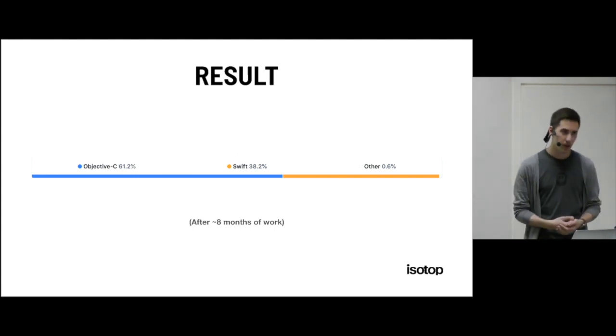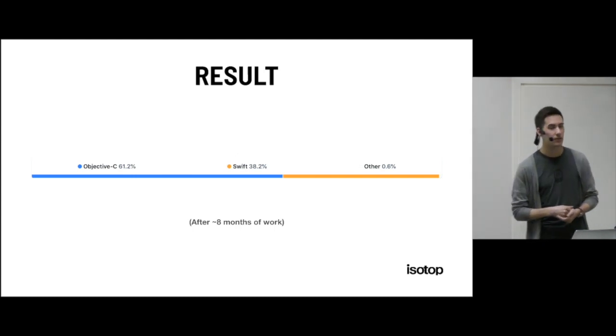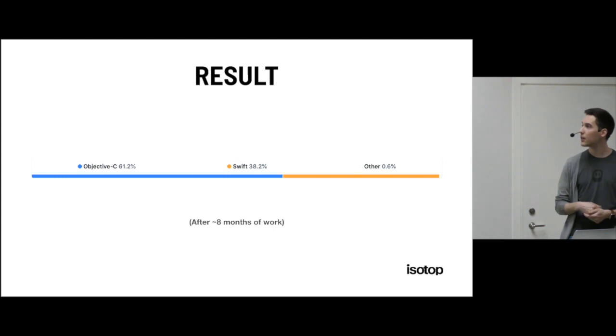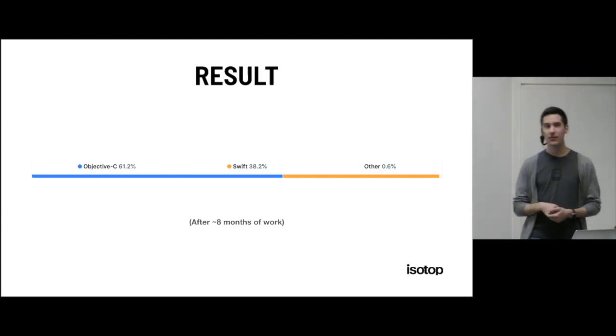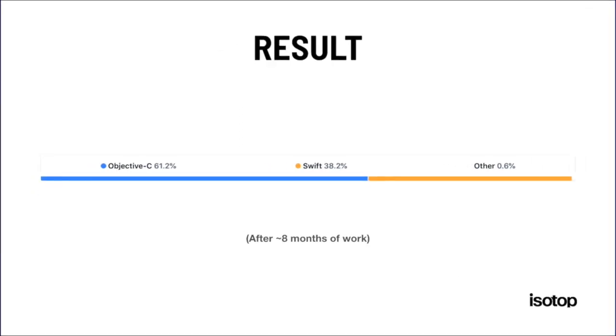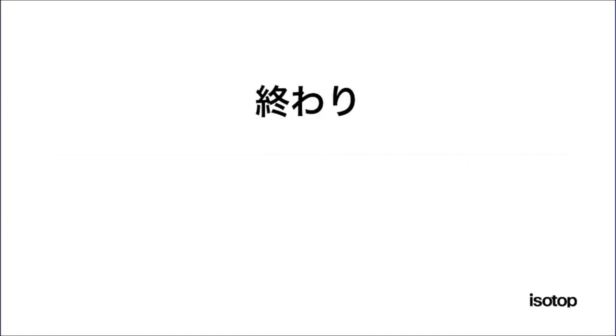And the result, after about 8 months of work, is this. We have about 40% Objective-C, about 40% Swift, and about 60% Objective-C after about 8 months of work. And this, without numbers of how many lines of code this is, might not be useful, but me, myself, I've removed about 100,000 lines of code and added about 80,000, so to give you a hint about the size of this project.